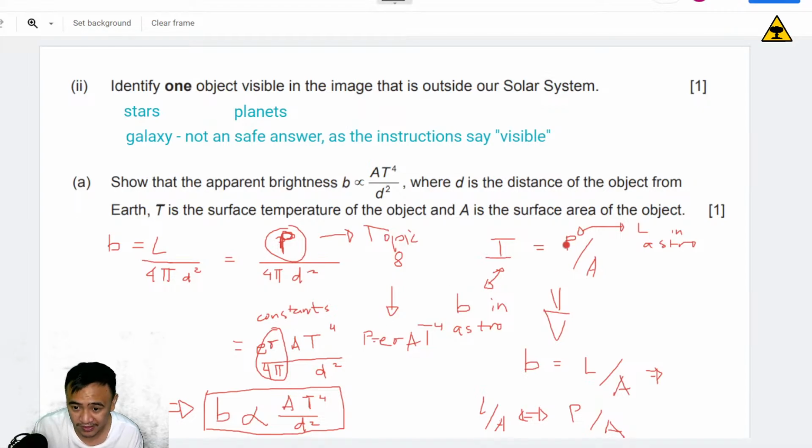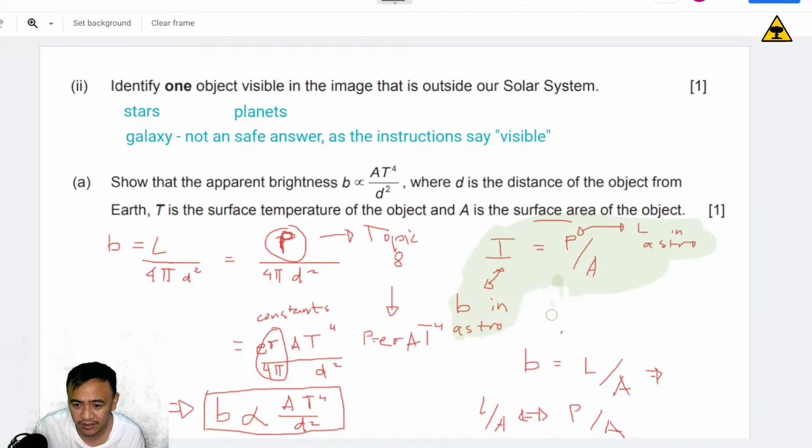Okay, so this is a really useful idea, I'll just highlight that. The power corresponds to luminosity, and the intensity corresponds to brightness. Luminosity and power are the same. Intensity and brightness are the same. Yes. Okay? Fine. Alright.